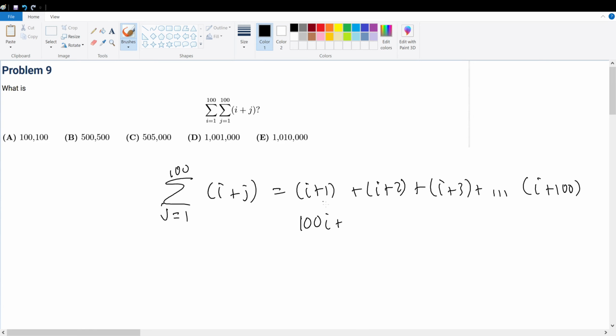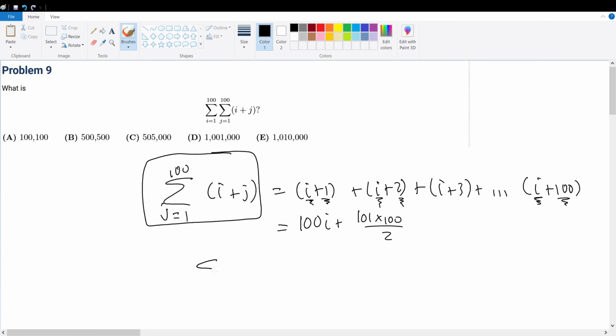And how do I know there's 100 i's? Well, 1 corresponds to 1 i, 2 corresponds to 2 i's, etc., so 100 corresponds to 100 i's. So the 100i, and then what is 1 plus all the way until 100? That's 101 times 100 divided by 2. So that becomes the value of this summation.